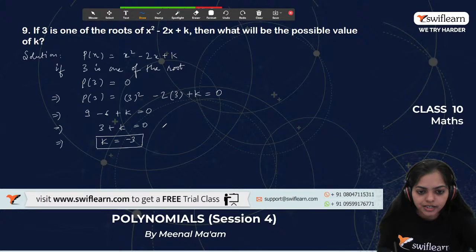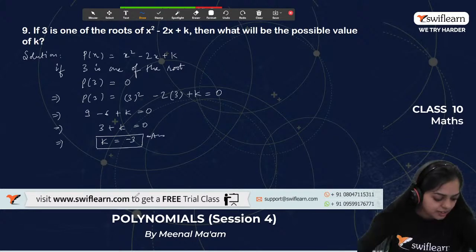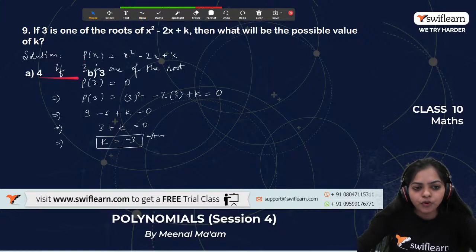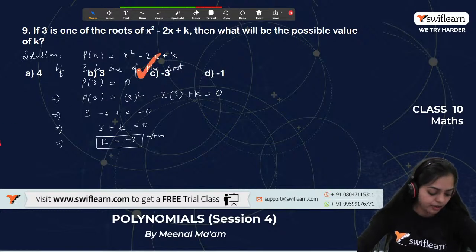Got it? In this way, very good Disha. Yes, the answer is minus 3. So in this way, we have to solve this question. Let's have a look over the options. Option A is 4, option B is 3, option C is minus 3 and option D is minus 1. So our answer will be option number C. Very good.